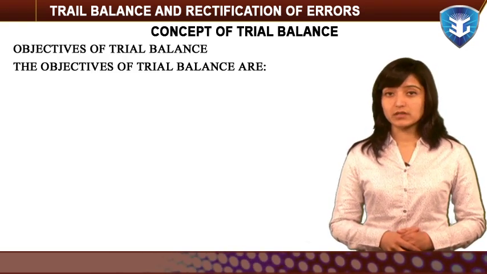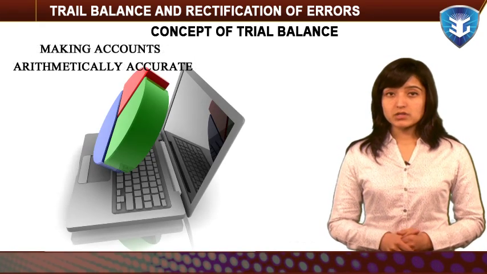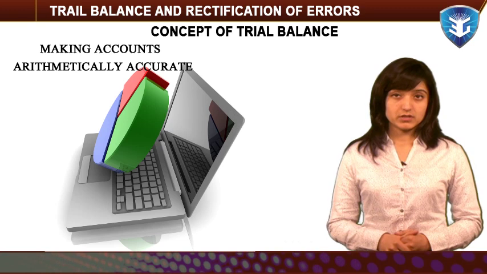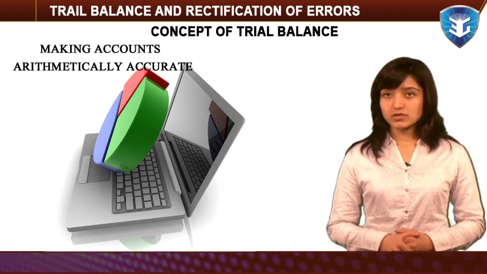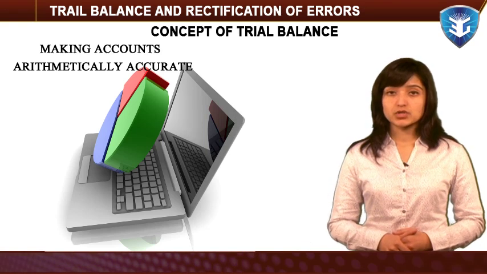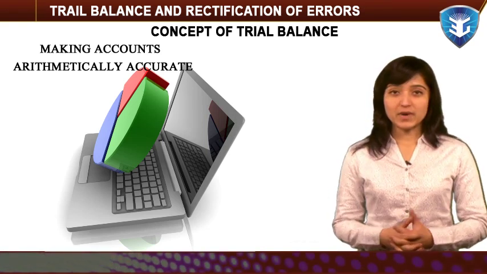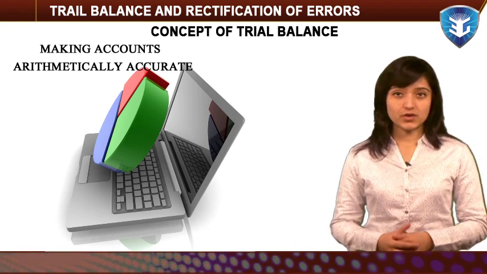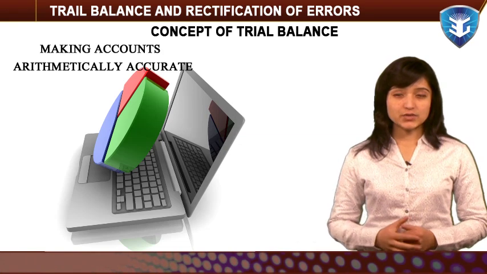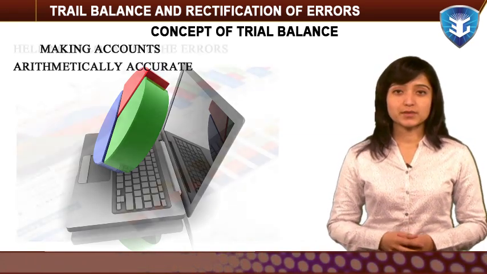Objectives of trial balance. The objectives of trial balance are making accounts arithmetically accurate. This implies that trial balance is prepared by matching the totals of debit and credit side, which ensures the mathematical accuracy of accounts. However, matching of the debit and credit balance is not a conclusive evidence of the accuracy of accounts, as it only checks if the debits and credits are recorded in equal amounts.